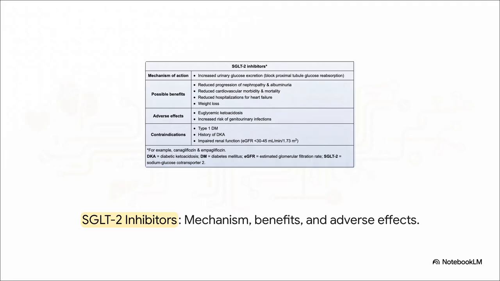Let's look at SGLT2 inhibitors, like empagliflozin. These drugs work by blocking glucose reabsorption right in the proximal tubule. This causes glycosuria, which leads to weight loss, but more importantly, it profoundly slows the progression of diabetic kidney disease and provides massive heart failure benefits. But the exam loves to test the downsides, right? You absolutely have to watch out for volume depletion, genitourinary infections, and that really tricky diagnostic trap of euglycemic ketoacidosis.